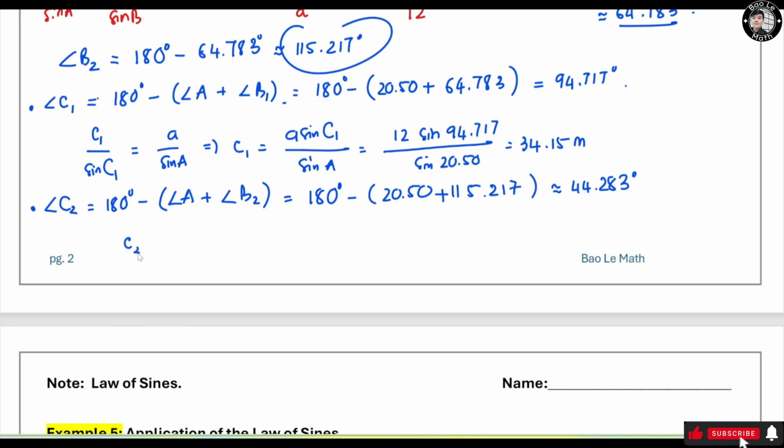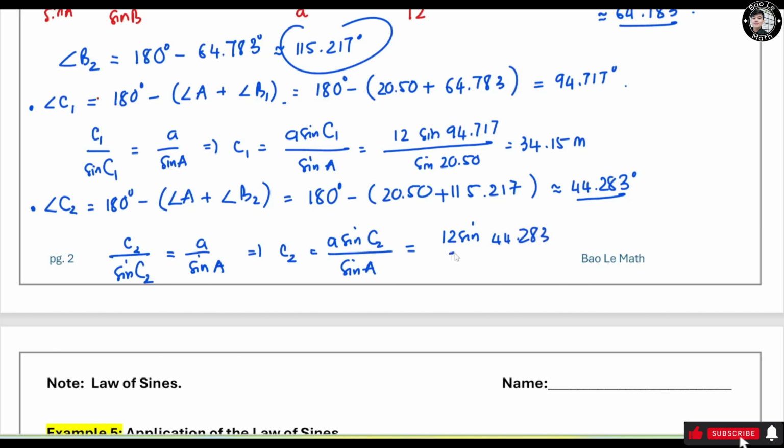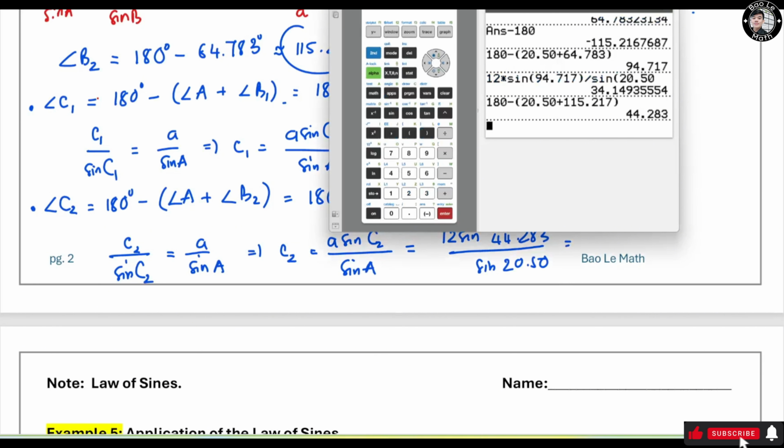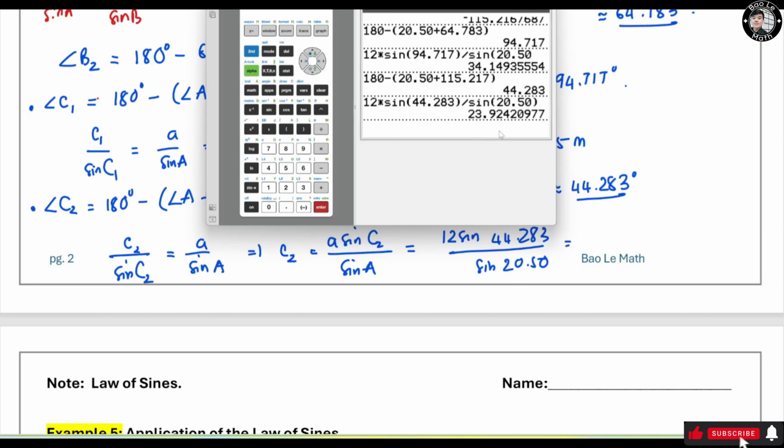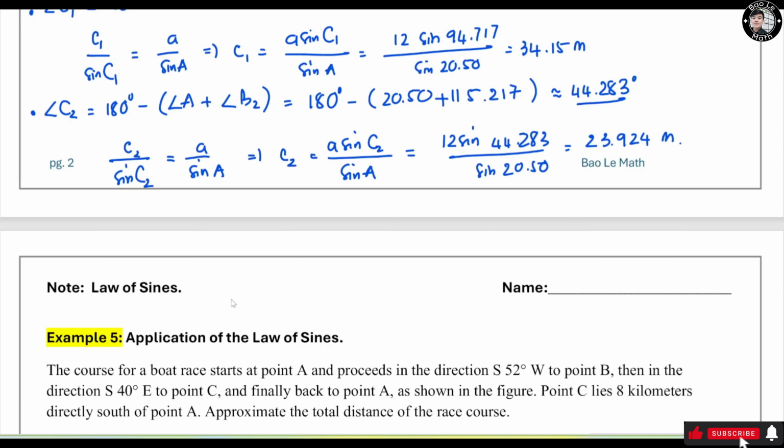Now again, we're going to use the law of sines. So we have little c2 over sine of angle C2 equals A over sine A. So little c2 equals A sine of angle C2 divided by sine of angle A. Now A equals 12, sine of angle C2, which is 44.283, divided by sine of angle A, which is sine of 20.50. So we're going to pull up the calculator. It's going to be 23.924.